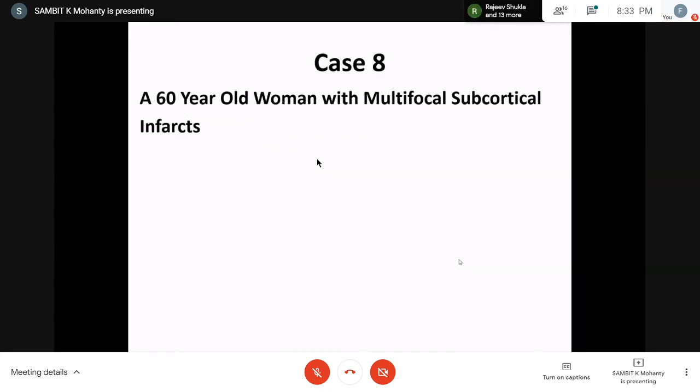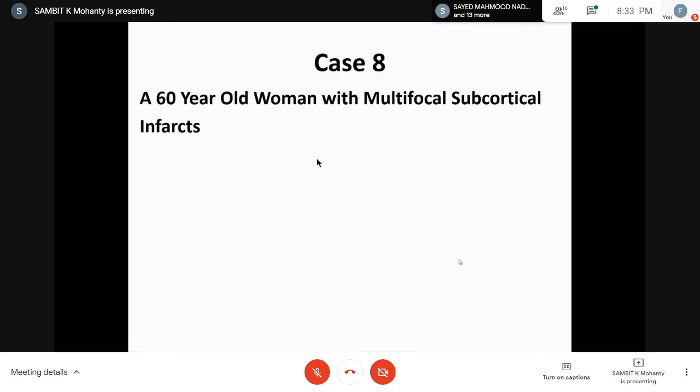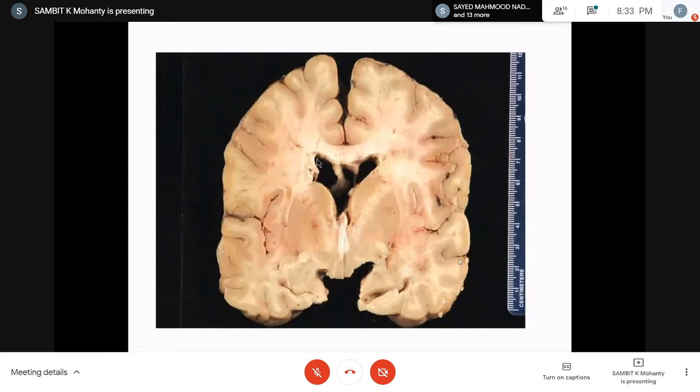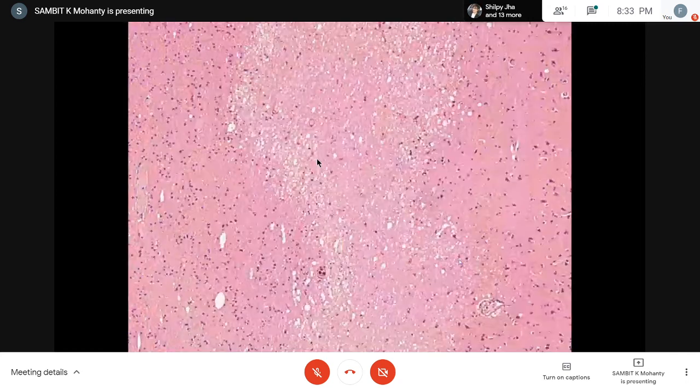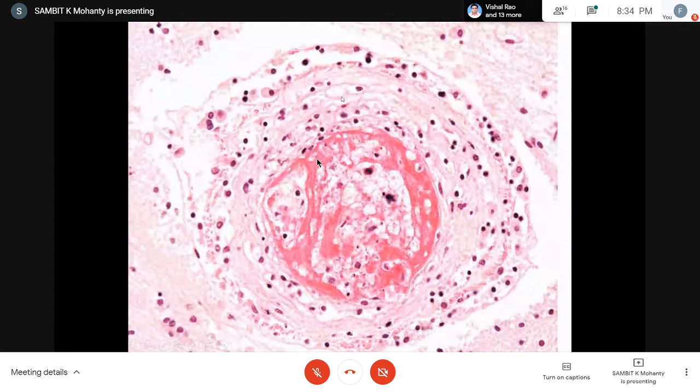I'll do this one, the last one I'll do, then we'll finish: a 60-year-old woman with multiple subcortical infarcts. The white area, subcortical infarcts in a 60-year-old woman. This is the infarct in the center, and this is the normal parenchyma. And this is another vessel.